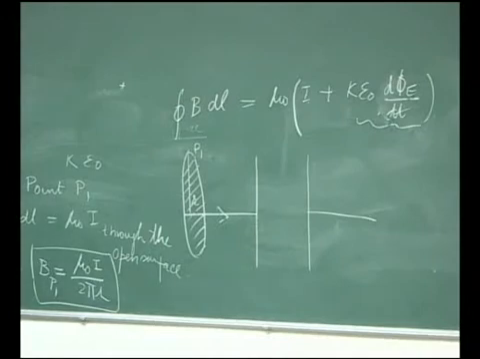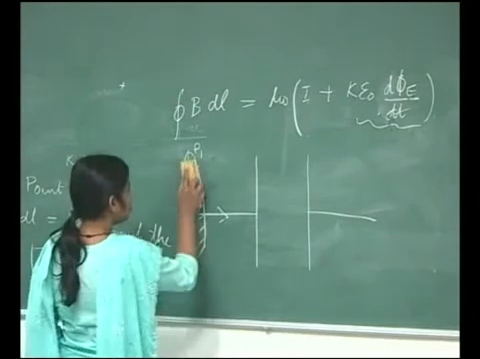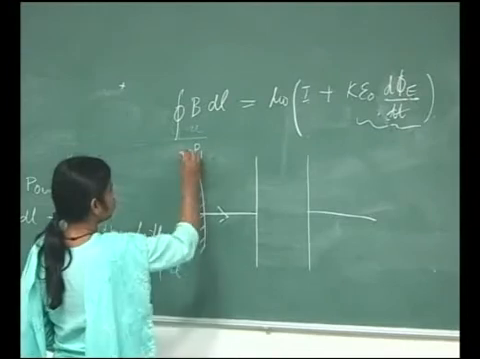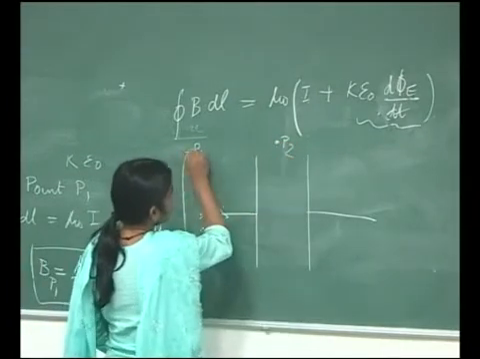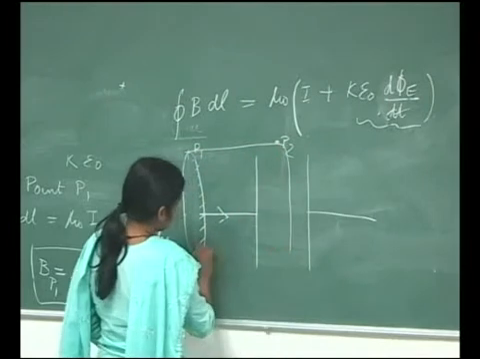So, this is fine. Now, what about point P2? I have point P2 here. So, what do I do? I draw the same surface, I do not change anything.